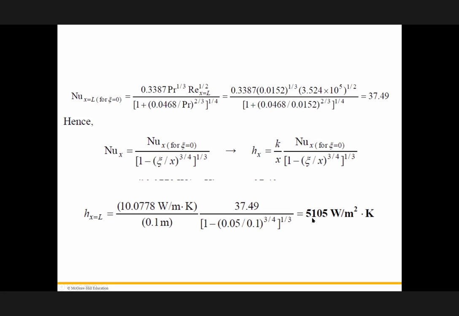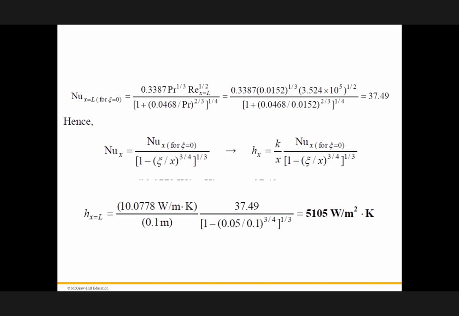Therefore, your heat transfer coefficient at the end of the plate, at x equals 10 centimeters, this is the local heat transfer. At that specific point, the heat transfer coefficient is 5,105. Please ask me if you have any question. Please go line by line. Ask me if you have any question, please.